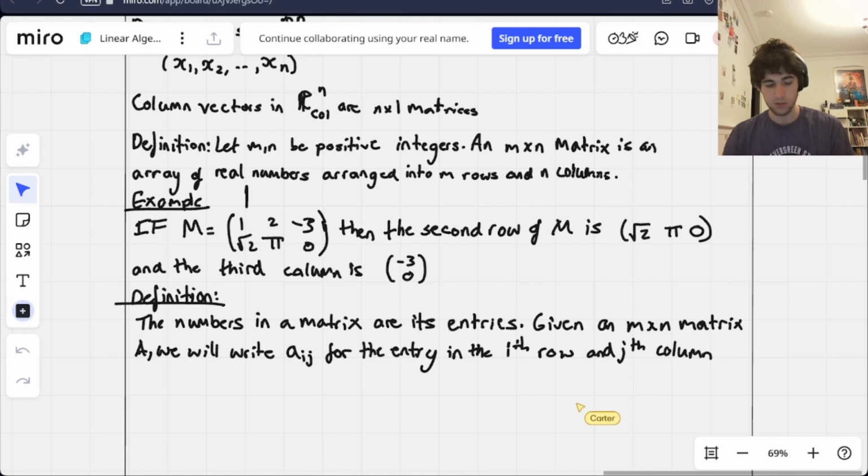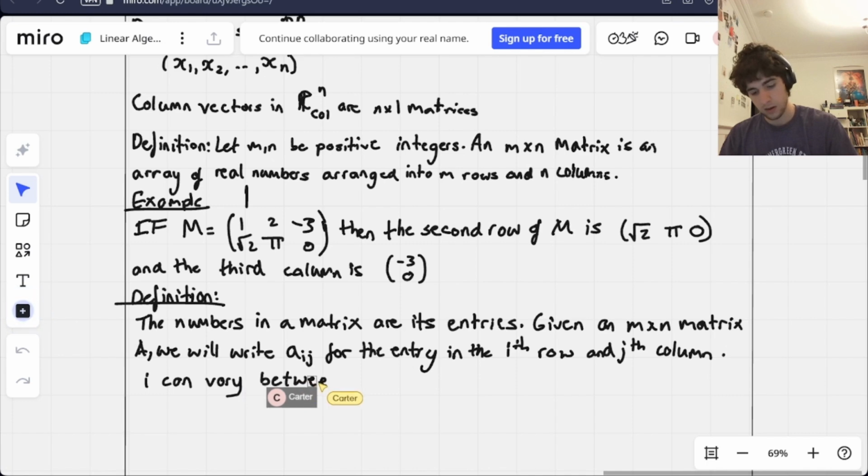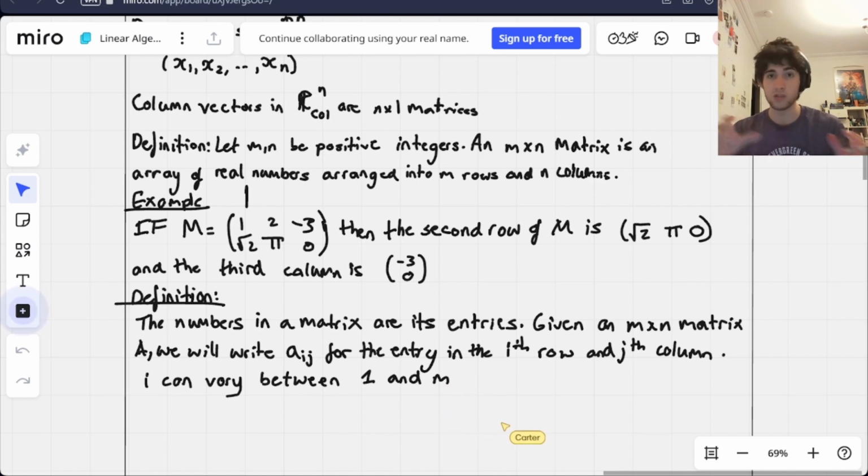Okay, so the final important piece of detail is that I can vary between 1 and m, because remember, we have an m by n matrix in total, which means we must have m rows in total. So our possible choices for i are 1 for our first row, 2 for our second row, all the way down to m. So we will technically just have 1 less than or equal to i, less than or equal to m, right?